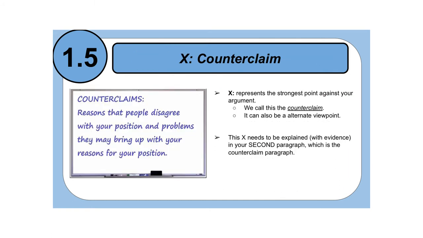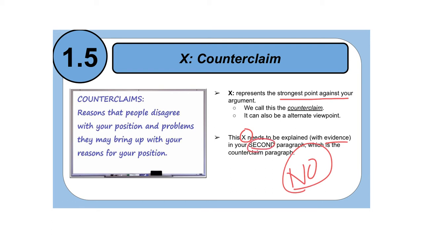Now, X is your counterclaim, and this represents the strongest point against the argument that you're trying to make. We call this the counterclaim. It can also be an alternative viewpoint, so if you like that sounding, you can use that term as well. This X needs to be explained with evidence. However, you do not do it in this part. Do not do this here. So this is no. Do not do the evidence part here.